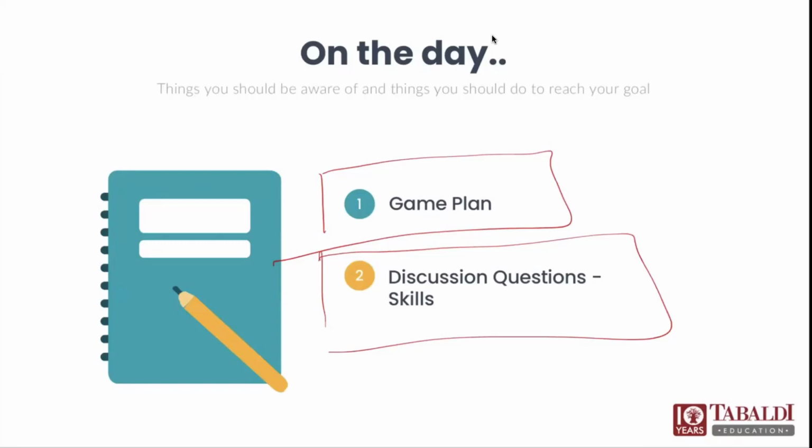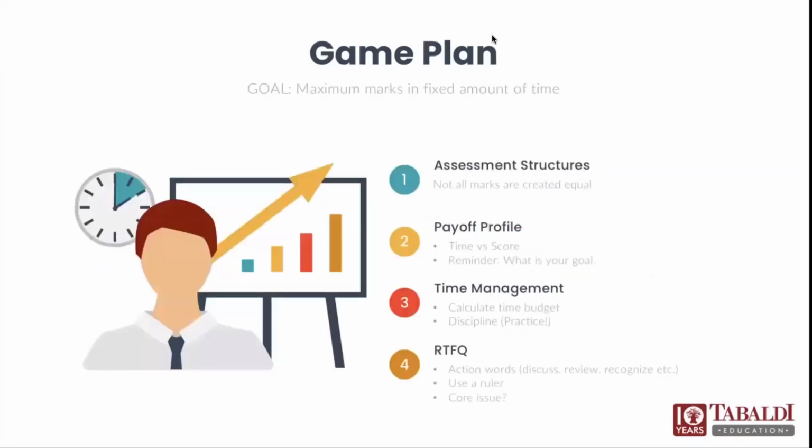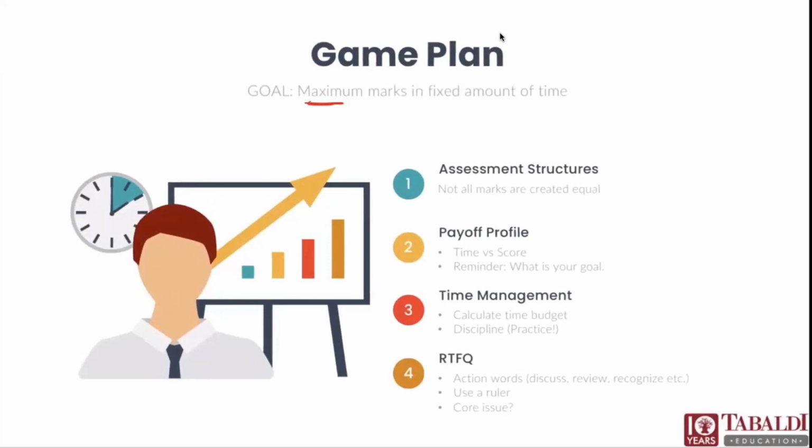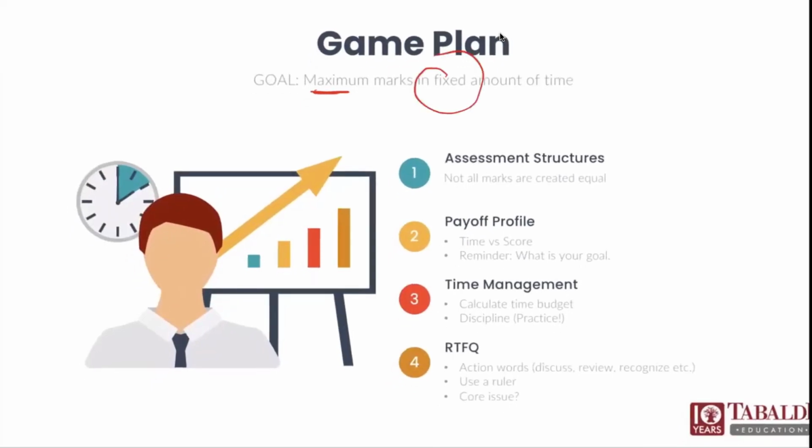It's no good winning the first half and doing horrifically in the second half, right? So the score at the end of the day is what counts when the game is up. What do we need to do to make sure that we have the best game plan or strategy in place? In line with the goal that I spoke about, your goal is to maximize your marks, to get the maximum marks that you can based on the studying that you've done in a fixed amount of time, right?